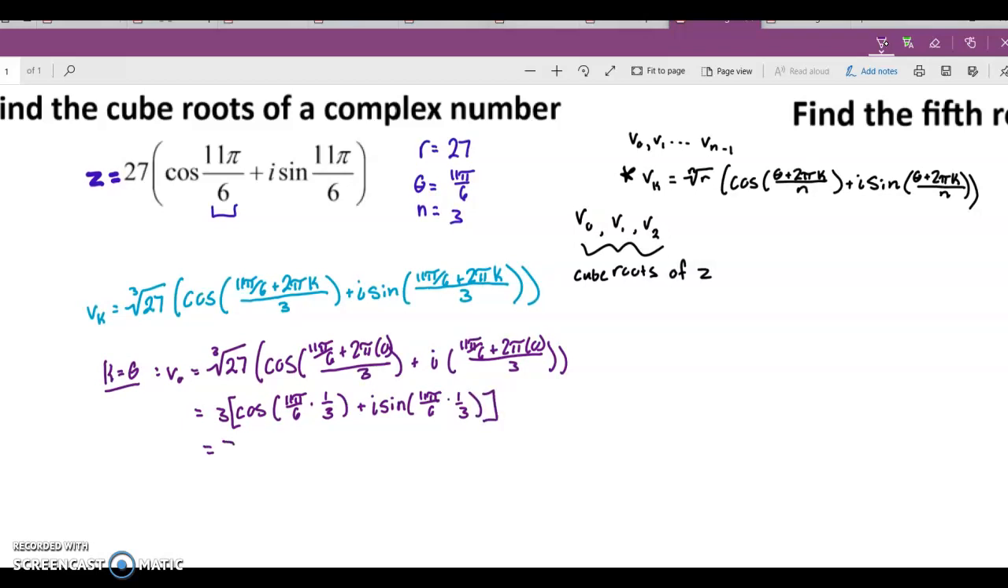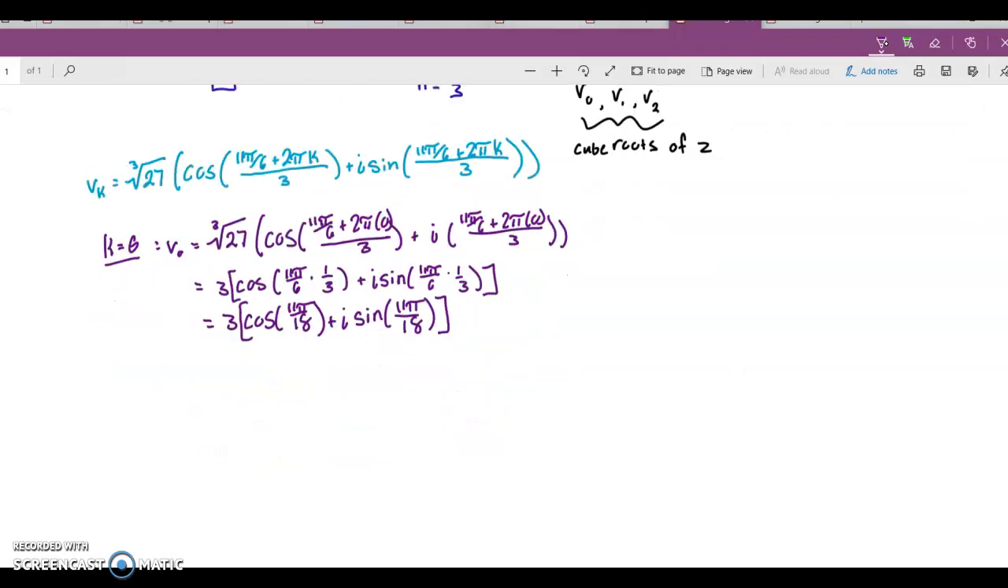And then this is equal to 3 times cosine of 11 pi over 6 times 1/3, which is just 11 pi over 18, plus i times sine of 11 pi over 18. And that's your first root.